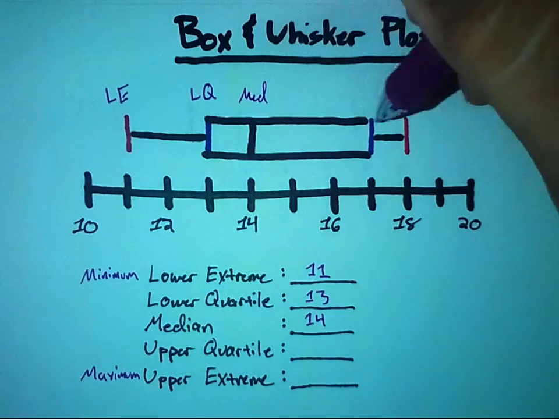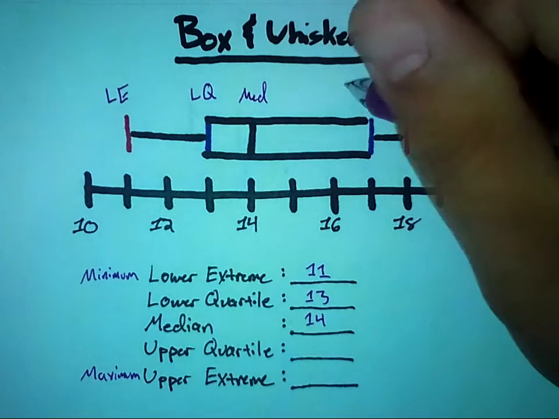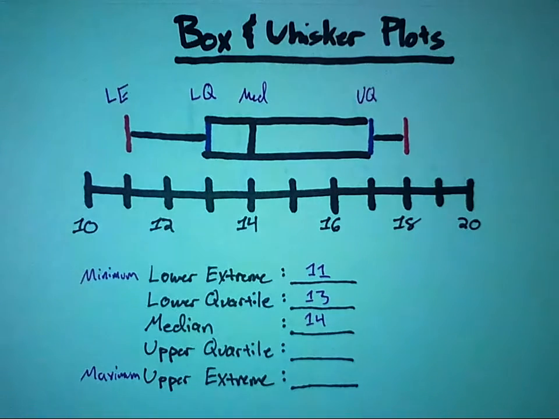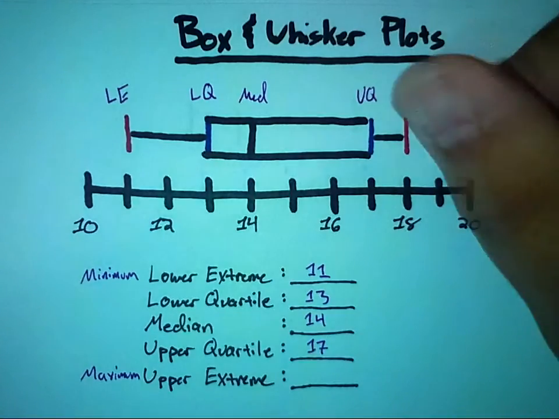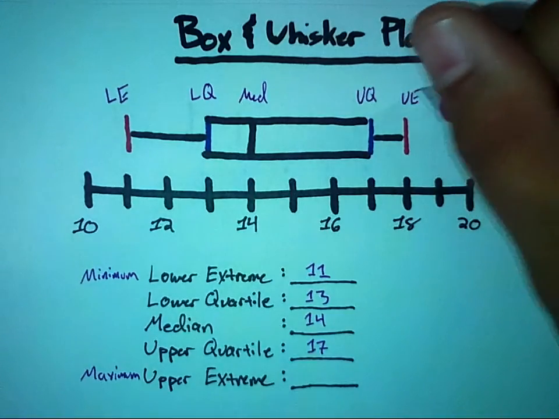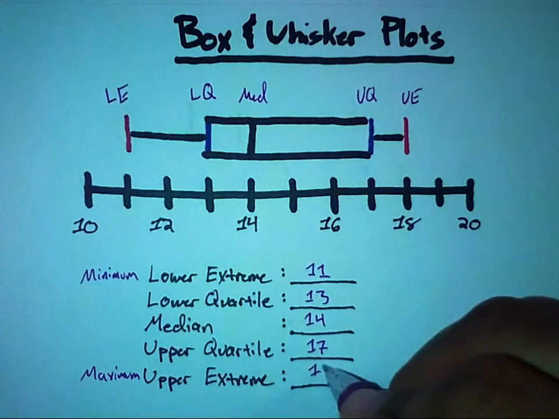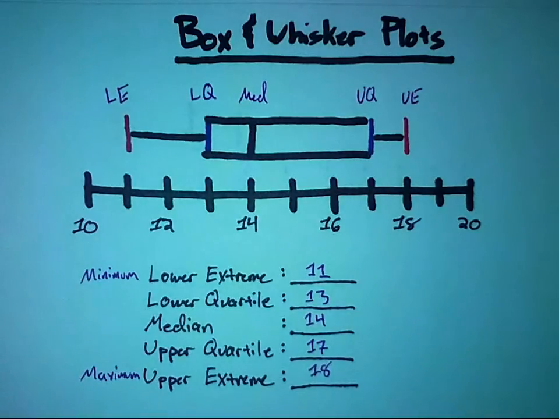Our upper quartile would be the other side of this box here. So this would be our upper quartile, and that looks like it's holding at about 17. And then our upper extreme right over here would be 18. So this is just to give you an idea of what the picture would look like, so that when we go ahead and make one, you have a better idea what's going on.